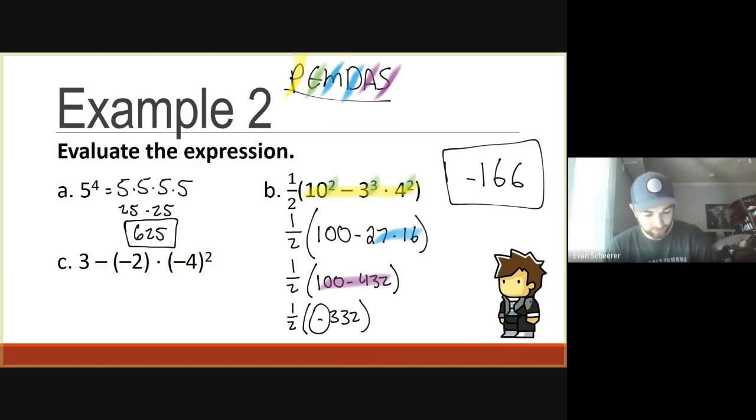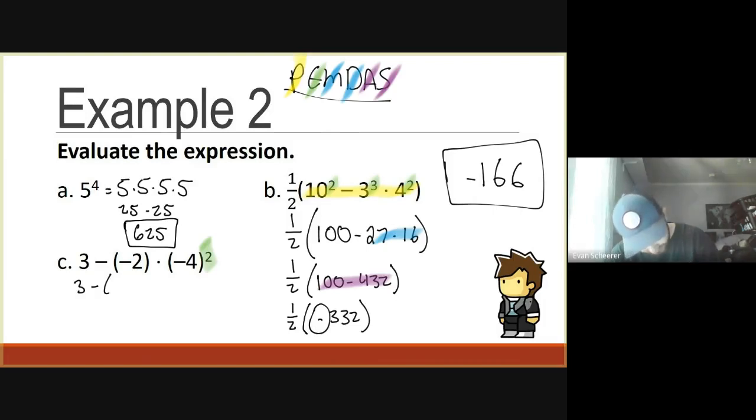Let's do the next one. 3 minus negative 2 times negative 4 squared. So the first thing I see is exponents, right? Because there's nothing actually inside parentheses to do. Right here, we only see a negative 2. We can't do anything with that inside the parentheses. So therefore, we just leave it as a negative 2, right? So the first thing we're going to do is this squared.